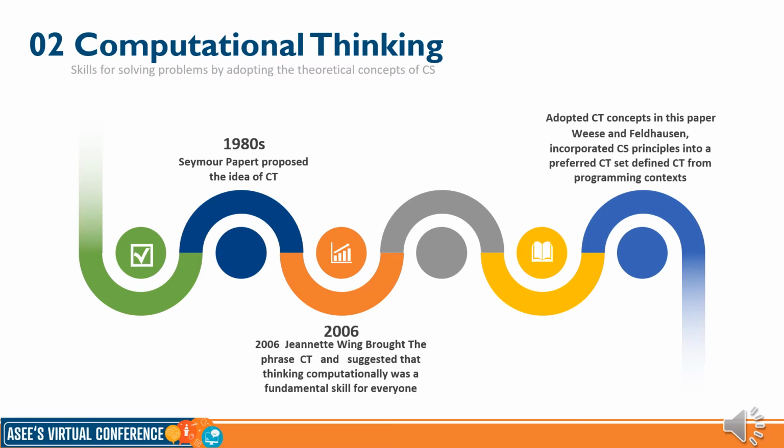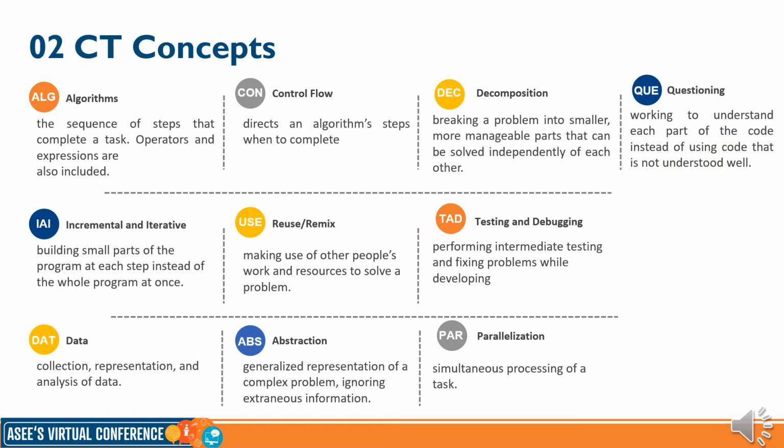One of the research incorporated computer science principles into a set defined from a programming context, which is what we adopt in this paper. The computational thinking set has 10 concepts, starting from algorithms, control flow, and so on. The same author also designed a self-efficacy survey to measure each of those concepts. Those surveys are given as a pre-post. We adopted the self-efficacy surveys in our research.